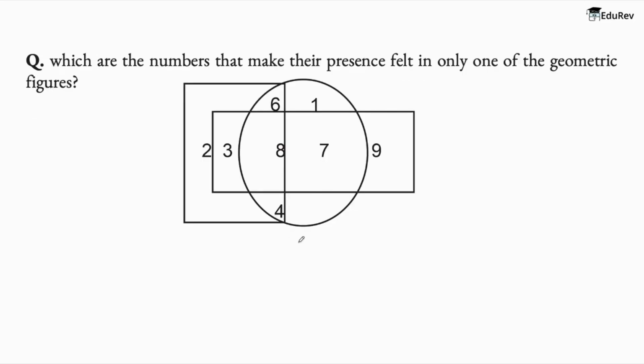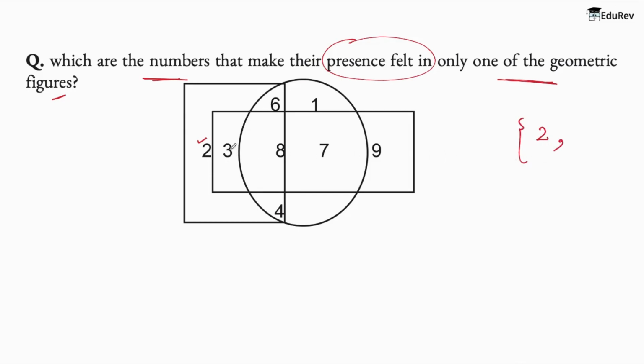Alright, so let's see how we can solve this question. Now this question says which are the numbers that make their presence felt in only one of the geometric figures. That means that particular number should only occur in one of your geometric figures. So let's see what those numbers are. Let's observe the numbers right from the left hand side. So when I talk about 2, this 2 is only represented in the rectangle, right? It's not in any other geometric figure. So I would write 2 in the set of my answer.